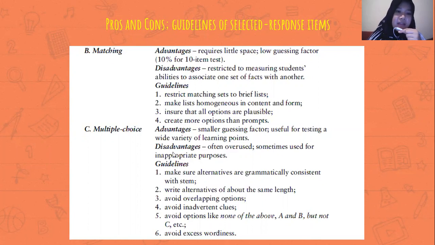And here's the guideline. If you want to make a multiple choice question, we have to make sure that alternatives are grammatically consistent with stems, and then write alternatives of about the same length, avoid overlapping options, avoid inadvertent clues, avoid options like none of the above, A and B but not C, and so on. And then avoid excess wordiness.